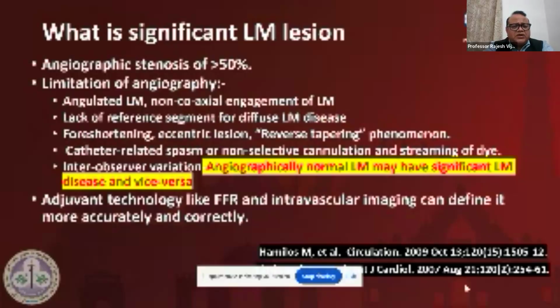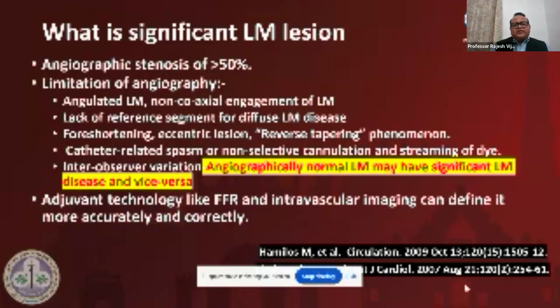However, angiography has certain limitations: an angulated LMPCI, non-coaxial engagement of the LMPCI, and lack of a reference segment when the LMPCI has diffuse disease. You never know the main diameter of the LMPCI when it is diffuse disease. Foreshortening, eccentric lesions and reverse tapering are other phenomena by which you are not able to assess whether there is any significant LMPCI disease. Sometimes a catheter-related spasm is wrongly interpreted as hostile LMPCI disease, and there is also non-selective cannulation and streaming of dye. So there are various reasons.